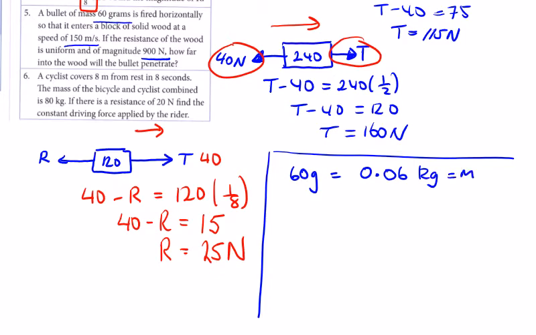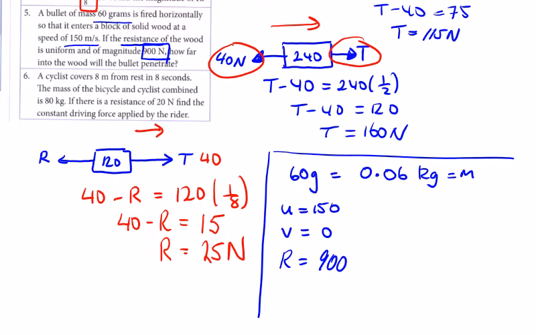We also have its speed. U is equal to 150 meters per second. It's going to stop at some point, so the final velocity is 0. And we're told resistance here is 900. Now because it's slowing down, this will be a minus 900, and you'll see why in just a second.